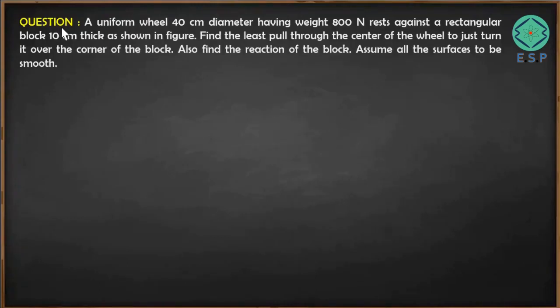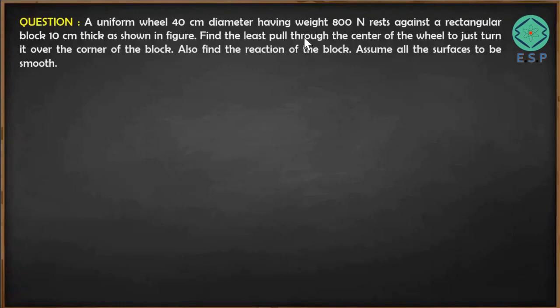Friends, we have got a question based on coplanar concurrent forces. So let me read the question. A uniform wheel 40 cm diameter having weight 800 newtons rests against a rectangular block 10 cm thick as shown in the figure. So the figure is given to us here. I'll show you the figure later on.